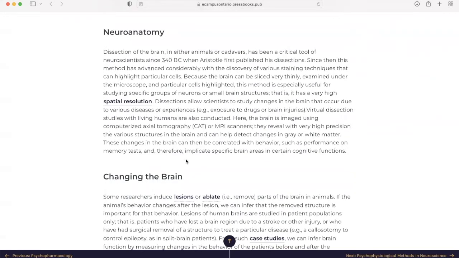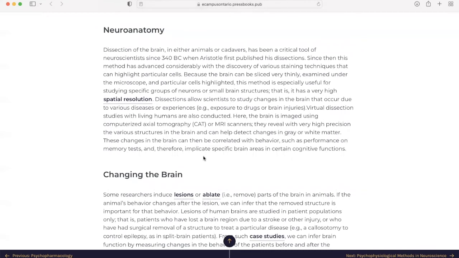It allows scientists to study changes in the brain that occur due to various diseases or experiences. Virtual dissection studies with living humans are also conducted. Here, the brain is imaged using computerized axial tomography, which is a CAT scan, or MRI scanners. They reveal with very high precision the various structures in the brain, and can help detect changes in gray or white matter.